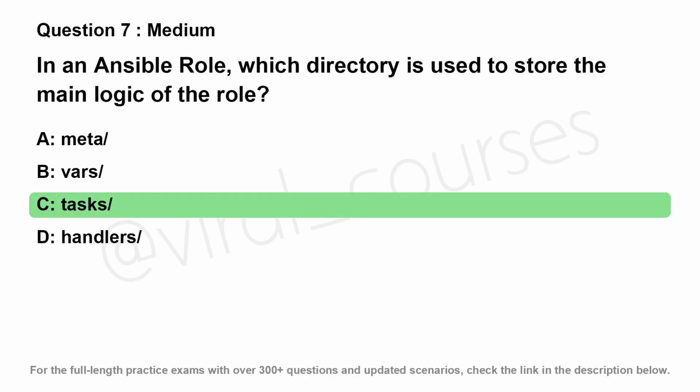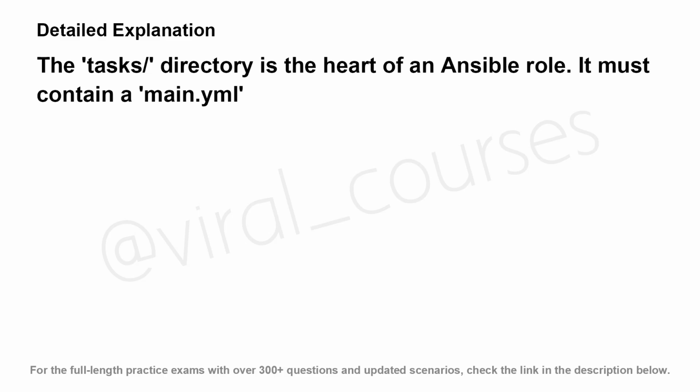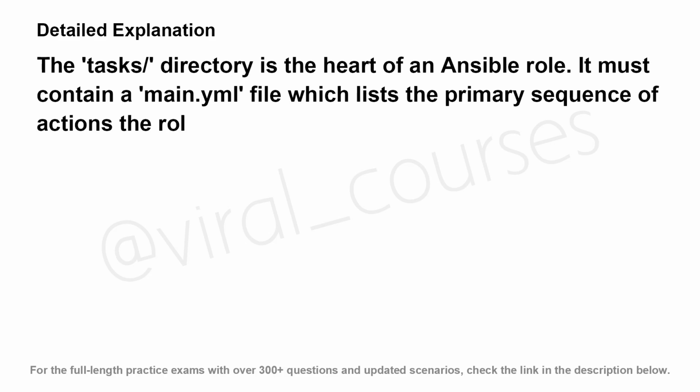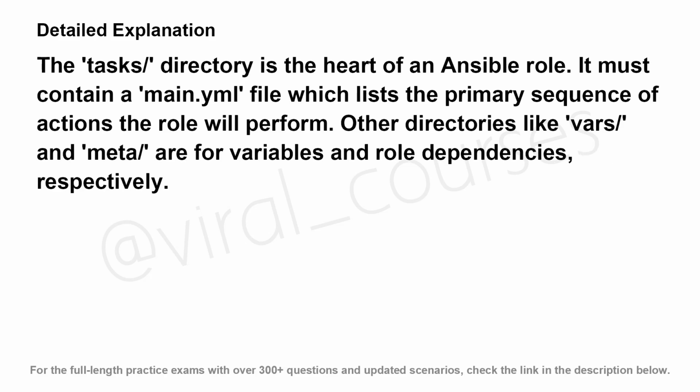The correct answer is C. The tasks directory is the heart of an Ansible role. It must contain a main.yml file which lists the primary sequence of actions the role will perform. Other directories like vars and meta are for variables and role dependencies, respectively.